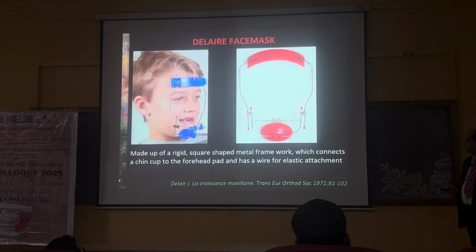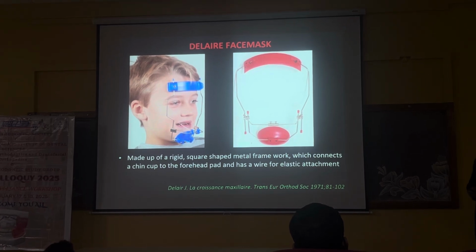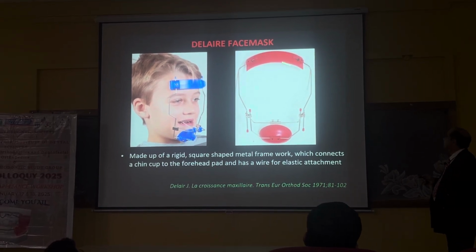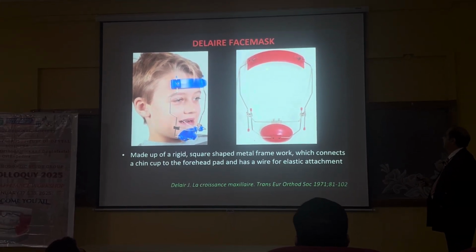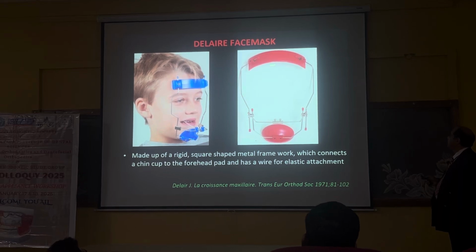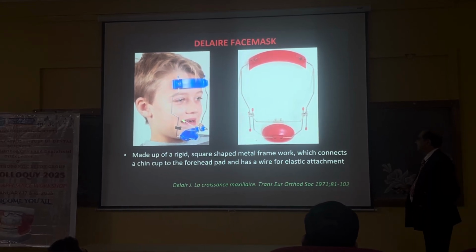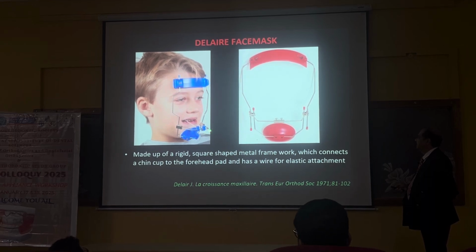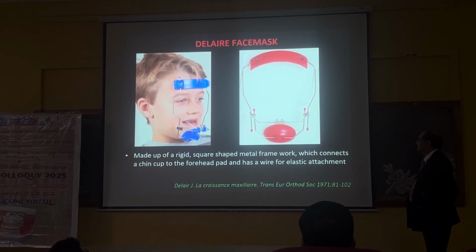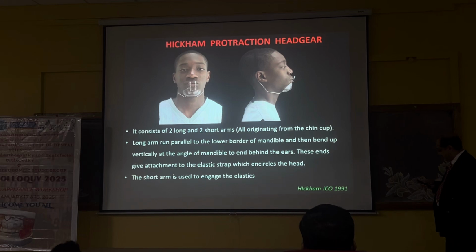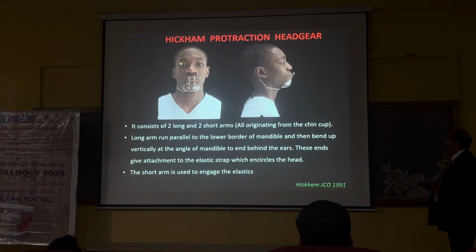Now, what are the different types? Delaire face mask, which is basically a square framework. It has a forehead pad and a chin cap. And from your internal appliance, you will deliver your forces through elastics. Then you have the Hickham, not very popular.